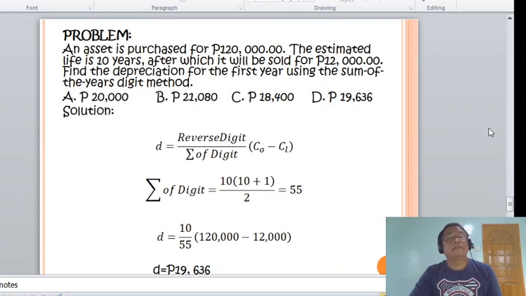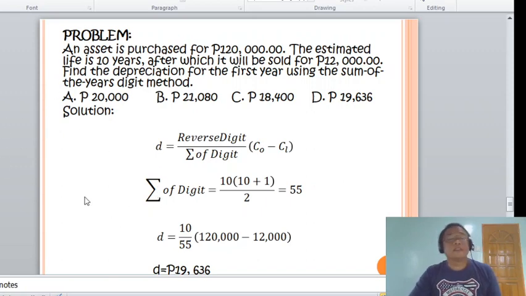So, an asset is purchased for 120,000. The estimated life is 10 years, after which it will be sold for 12,000. Find the depreciation for the first year using the sum of the years digit method. Again, a multiple choice problem.